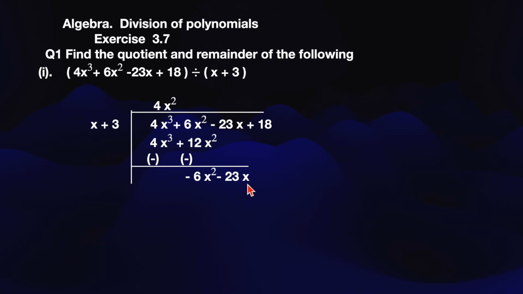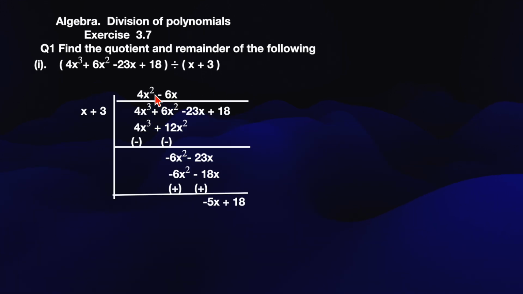Minus 23x. Okay. Now you again look at the first term here and this first term. Minus 6x square divided by x. What do you get? You get minus 6x. We are going to write it on the top. See here. Minus 6x. I have written it. What have I done? Minus 6x square divided by x. I get minus 6x.